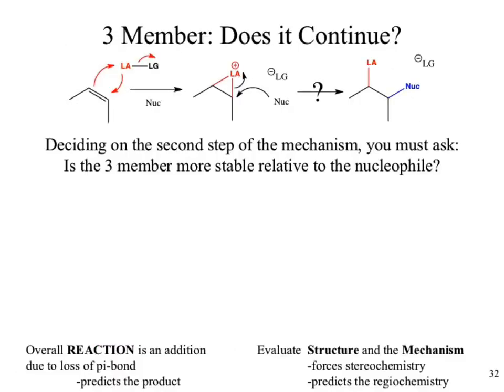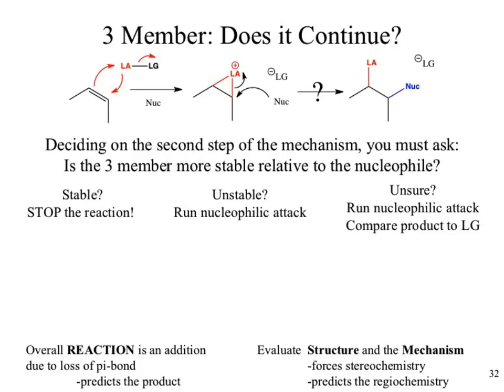Okay? So then the question is, does it continue? On that next question mark, we said, should we have the nucleophile even come in and attack? Is that relevant? So deciding for that second step, we have to ask, is the three-membered ring I made more stable or less stable relative to our nucleophile? That's kind of a challenging question, so let's look at some potential examples. Okay? If it is stable, then we're done. Stop the reaction. We don't need to continue.